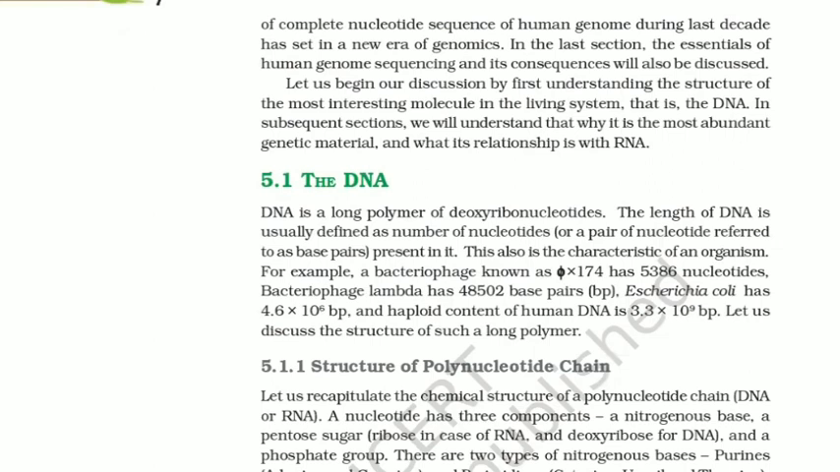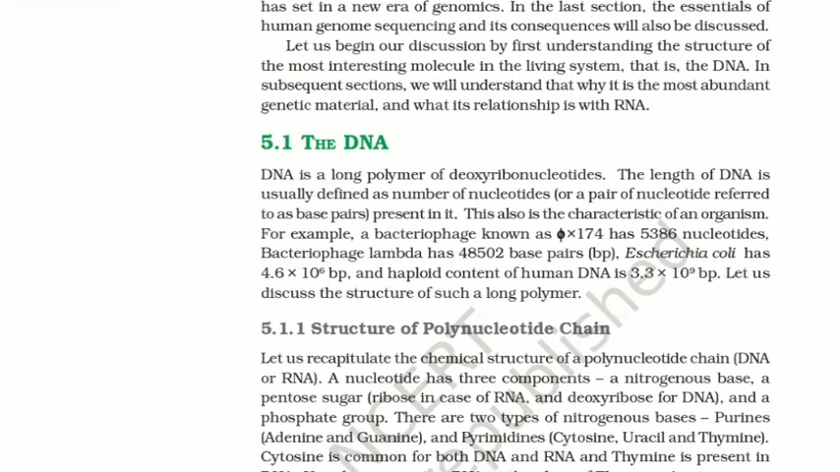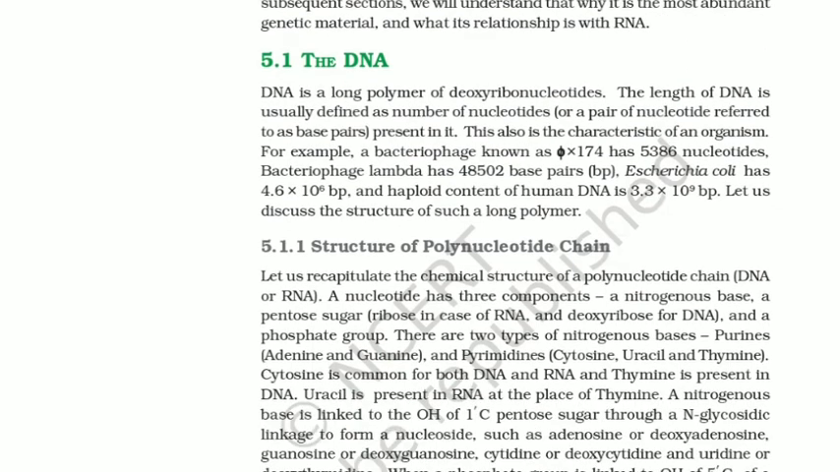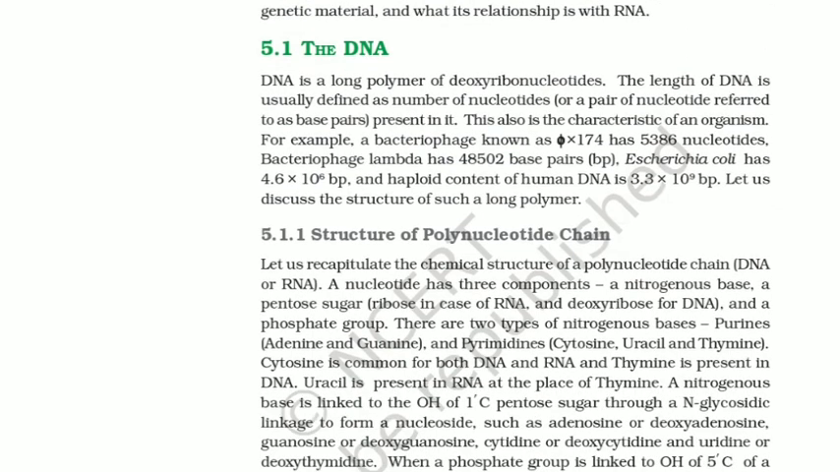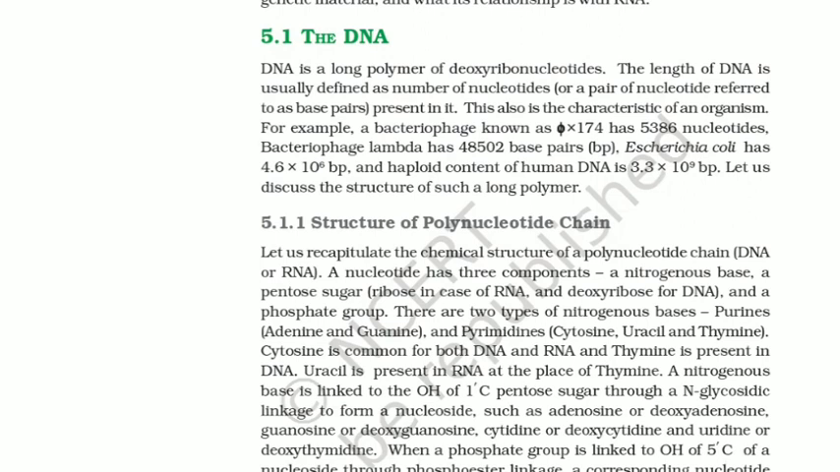Let us begin our discussion by first understanding the structure of the most interesting molecule in the living system, that is the DNA. In subsequent sections, we will understand why it is the most abundant genetic material and what its relationship is with RNA. 5.1 The DNA. DNA is a long polymer of deoxyribonucleotides. The length of DNA is usually defined as the number of nucleotides present in it. This is also a characteristic of an organism.